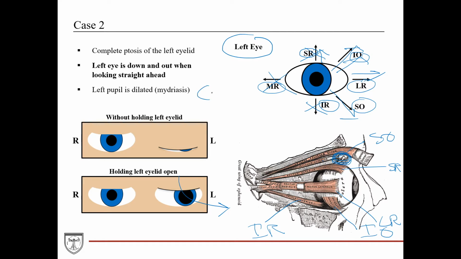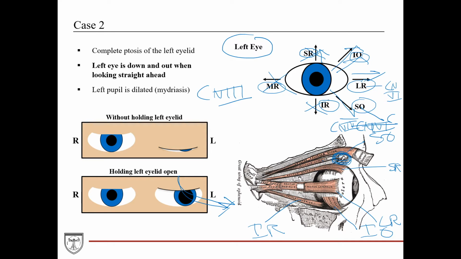And so cranial nerve 3 does medial rectus, superior rectus, inferior rectus, and then inferior oblique, versus superior oblique has its own nerve, cranial nerve 4, the trochlear nerve, and then lateral rectus is cranial nerve 6, the abducens nerve.